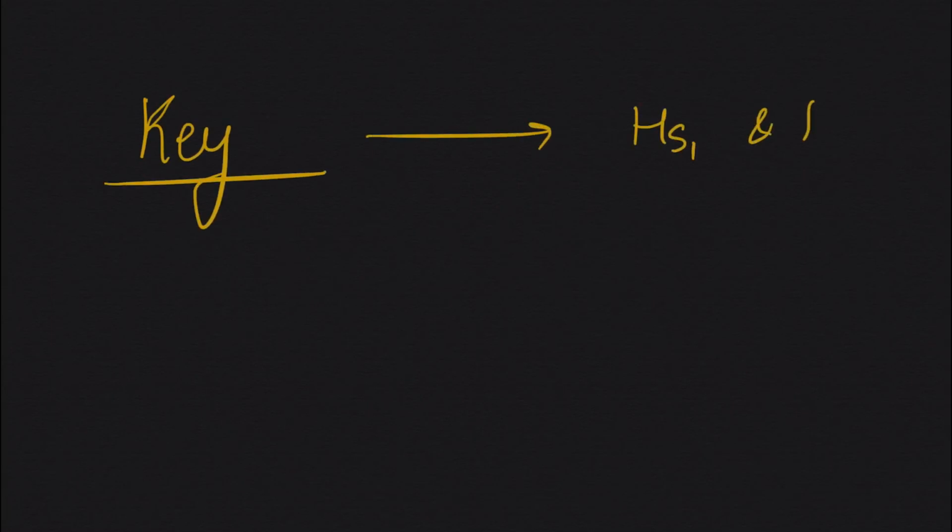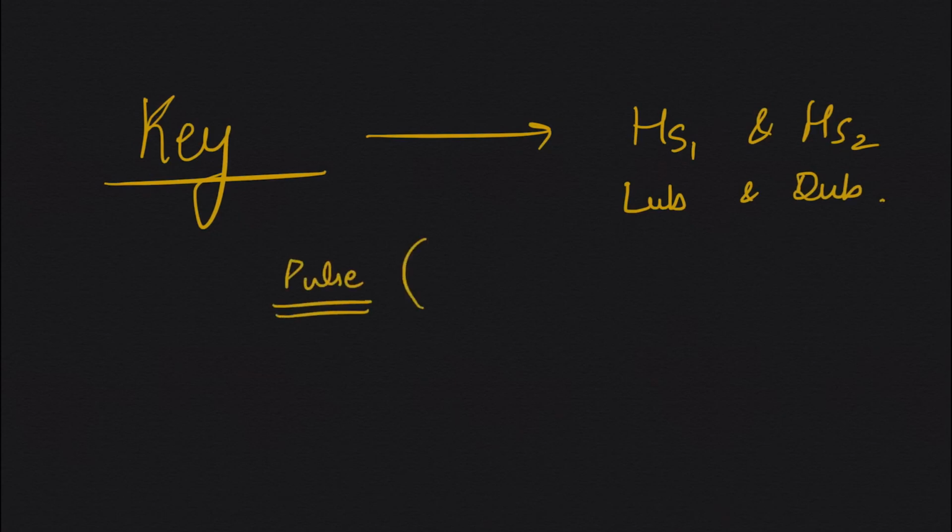Now the key here is to identify heart sounds. The heart sound 1 and 2, the lub and the dub sound. Now why are these sounds important? How will we know which one is the first and which one is the second? We have to correlate it with the pulse. So when do we get a pulse? When do we get the carotid pulse?